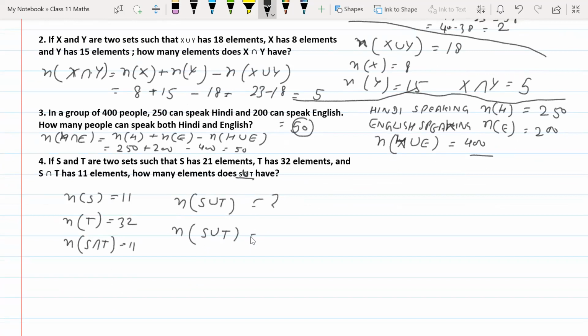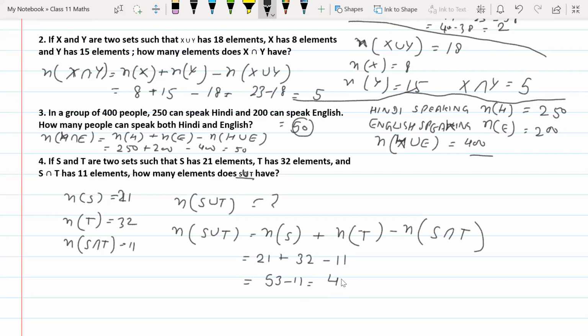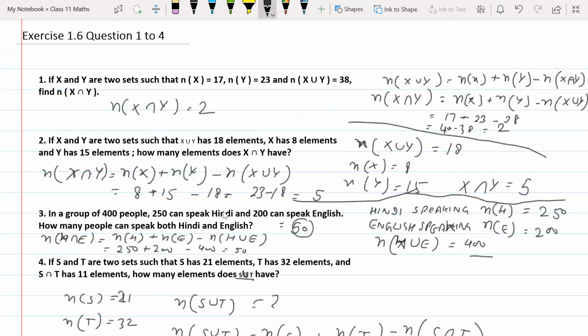The formula for S union T is n(S) plus n(T) minus n(S intersection T). As we know, S has 21, T has 32, and intersection is 11. 53 minus 11 is equal to 42. So 42 is the number of elements in S union T.